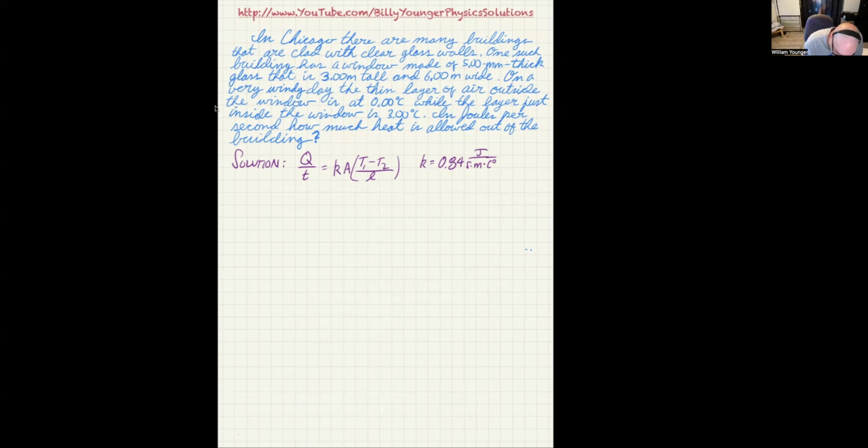We also are told the dimensions of the window, and that gives us an area equal to 3.00 meters times 6.00 meters. That's 3 sig figs times 3 sig figs, so that should give 3 sig figs, and the units are square meters. So now all we have to do is the calculation. Q over t is going to equal k times A times T1 minus T2 over L.